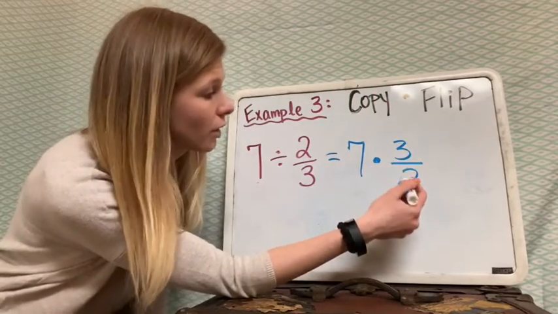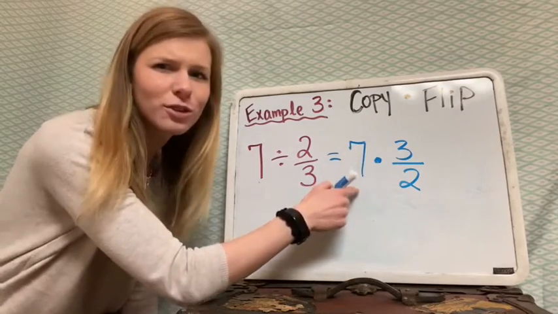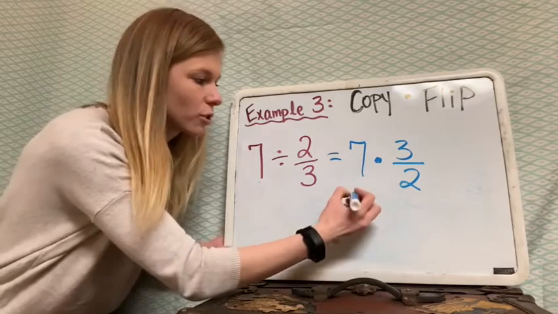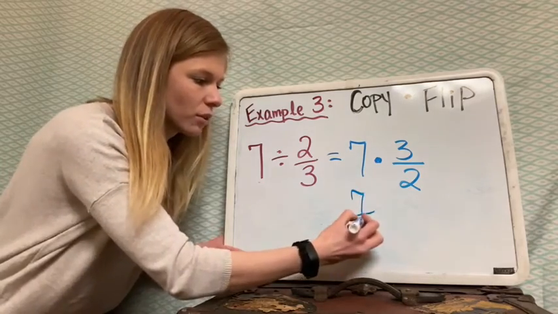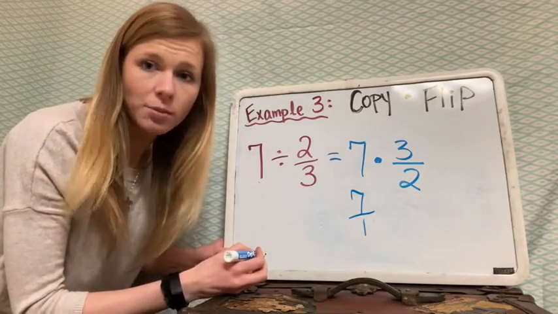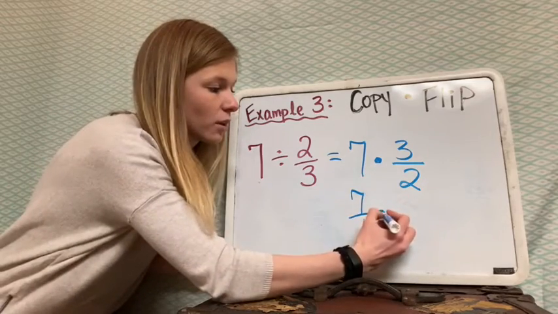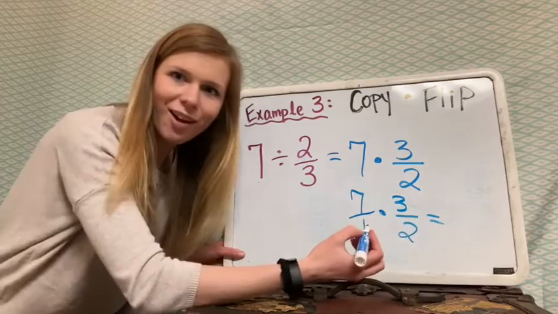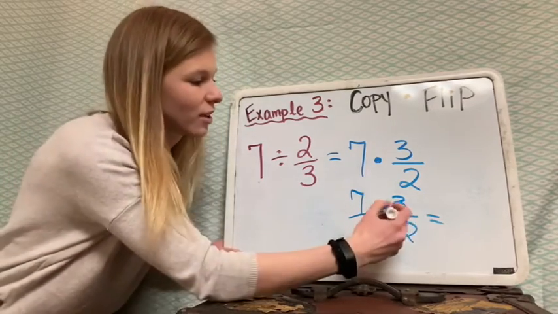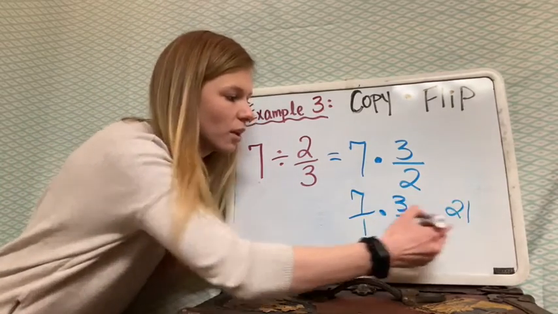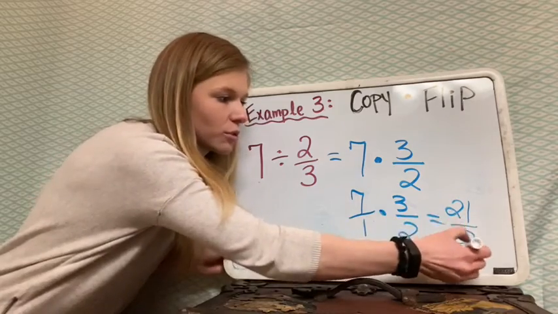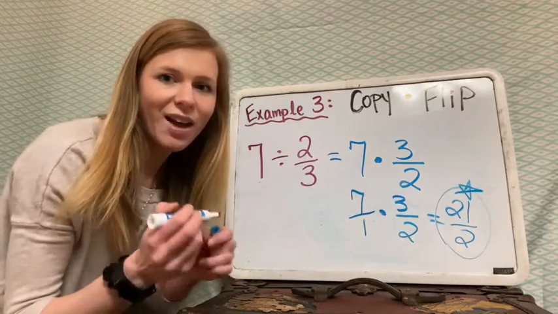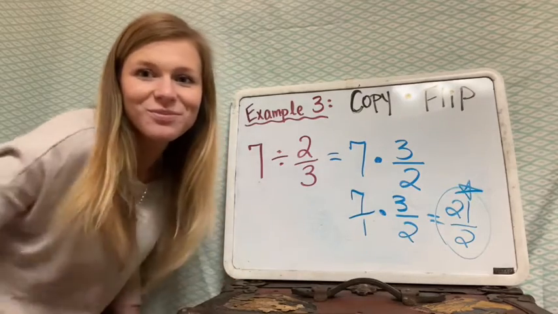So instead, what I'm gonna do is I'm gonna turn the 7 into a fraction. Guys, when you turn a whole number into a fraction, watch. 7/1. Ta-da, I'm done. 7/1 times 3/2. Well, looky there, that's like our first example. 7 times 3, 21. 1 times 2 is 2. I can't simplify 21 over 2. So that is my final answer. So there you go.